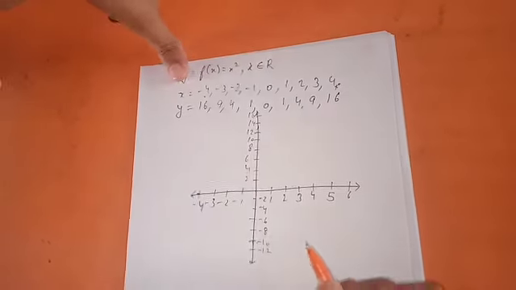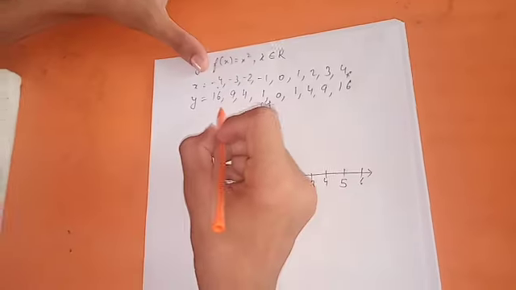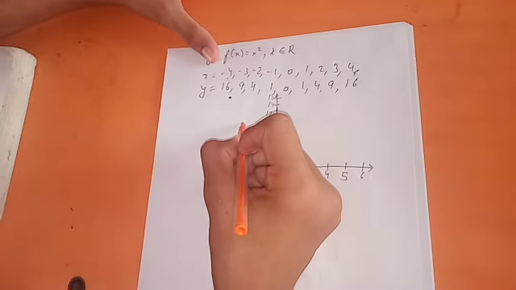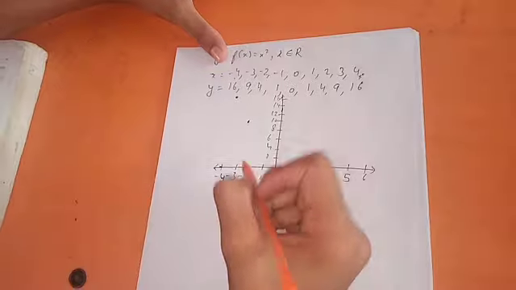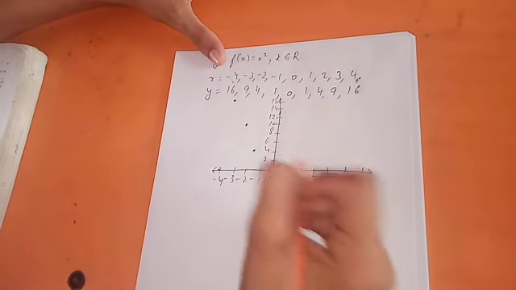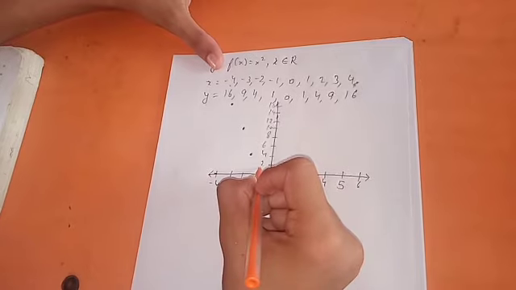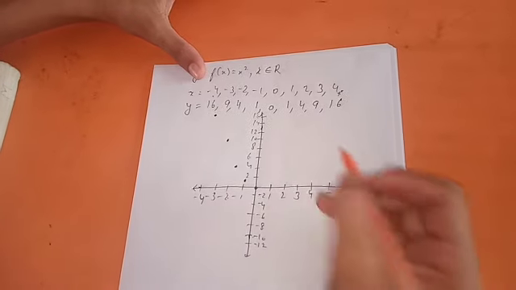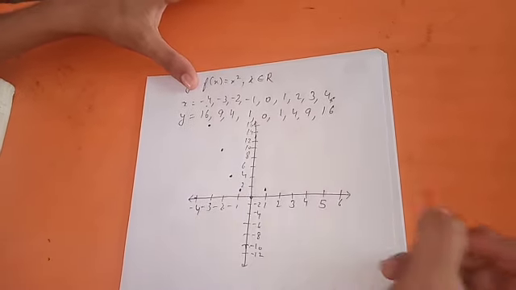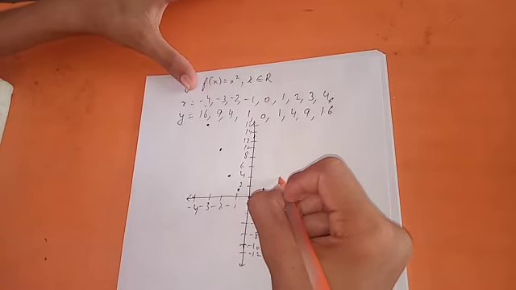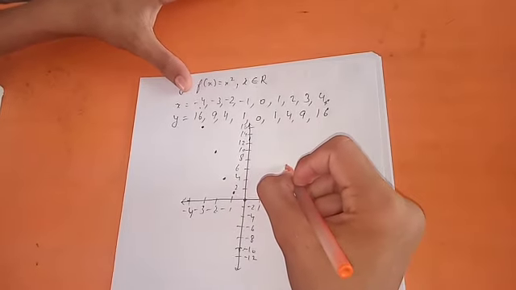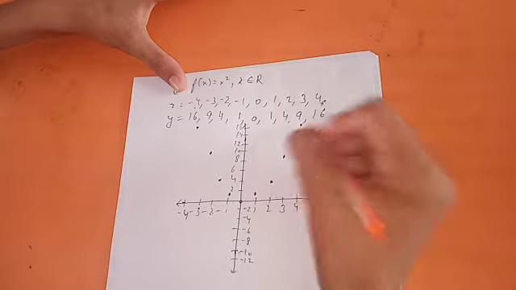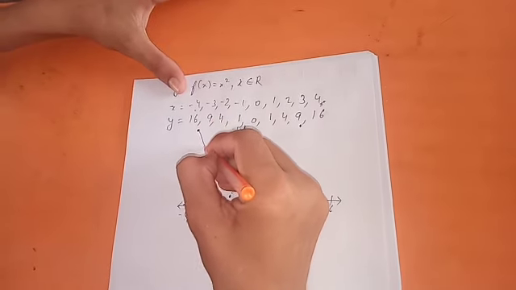Now we can draw this graph. When x is equal to -4, y is 16. When x is equal to -3, y is 9. When x is equal to -2, y is 4. When x is -1, y is 1. When x is 0, y is also 0. When x is 1, this. For 2, this. For 3, here. And for 4, 16. So what we will get if we join these points?